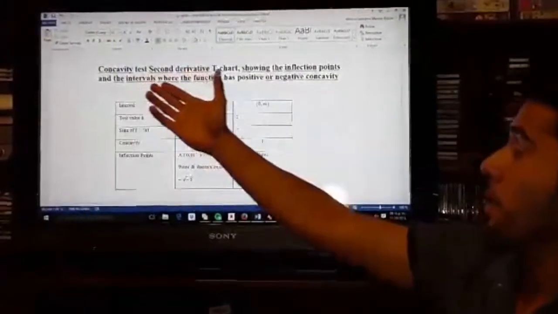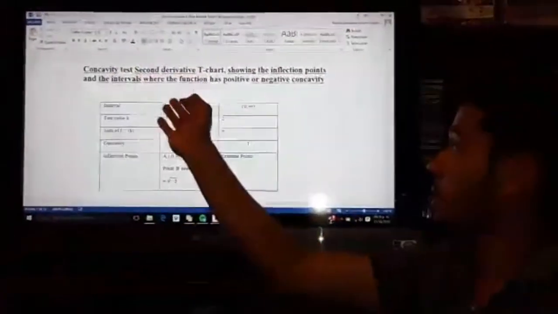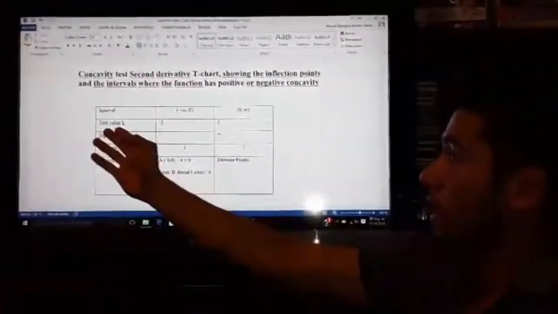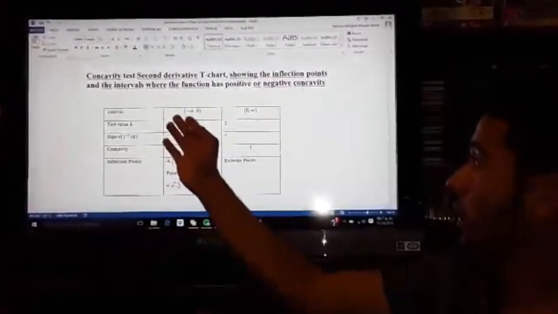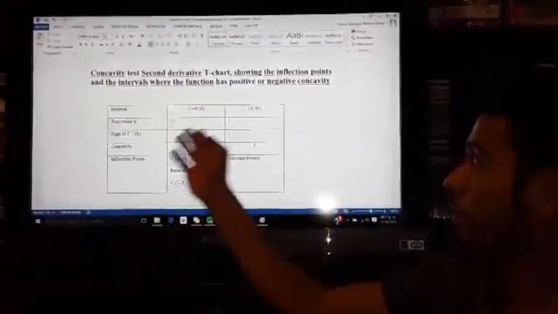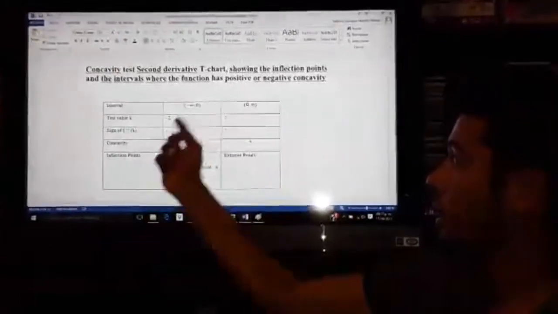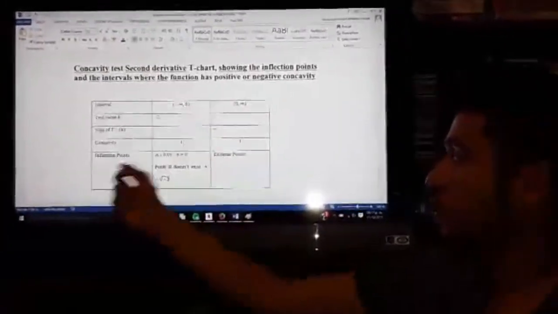Here we have the concavity test. Here we have the interval, that is minus infinity to infinity. We have the test value, the sign of the function when it is in minus infinity and infinity, the concavity when it's minus infinity and infinity, and the inflection point.